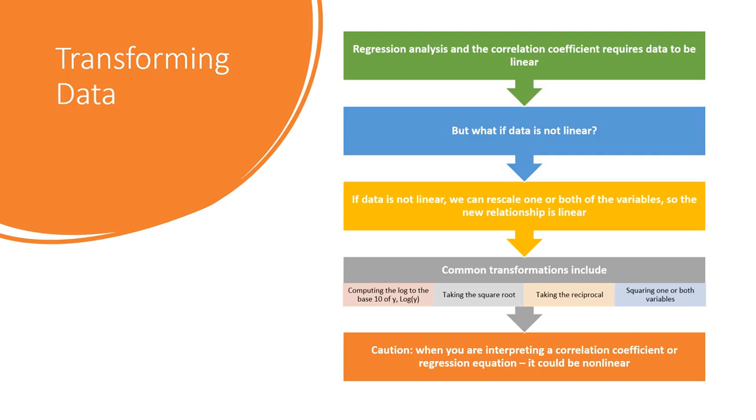But the thing to keep in mind, if you have to do a transformation on your data, is that when you are interpreting that correlation coefficient or your regression equation, sometimes you're not interpreting a linear relationship. For example, if you create a new dependent variable by transforming y, then you've got a relationship between x and the log of your y. Then you've got to do a little bit more explaining about the relationship between those variables.